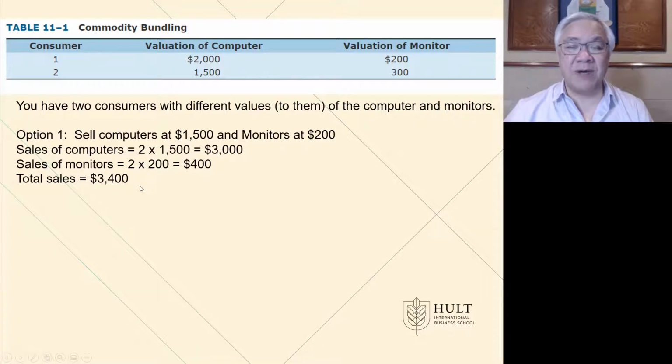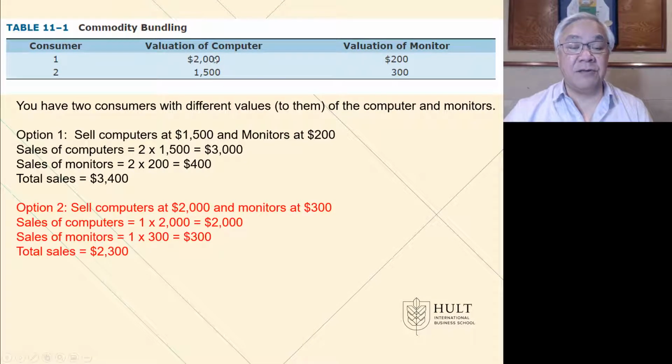Now we say, well, let's try a different approach. Let's sell at the highest price. We could sell at $2,000 to make more money from the computer sales and $300, but that's even worse. We get $2,000 by selling this one to this person, and we get $300 selling that monitor to that person. Total is only $2,300. So what can we do?